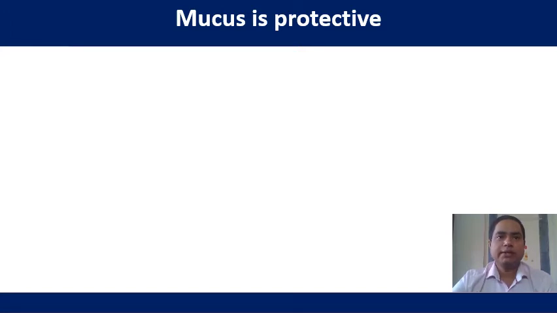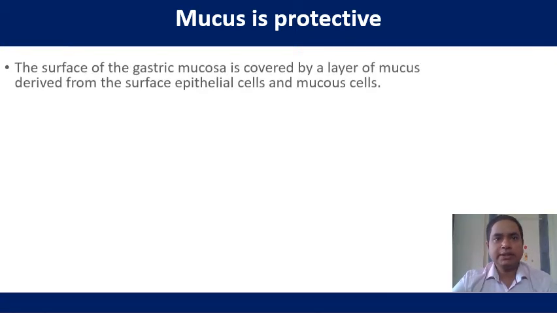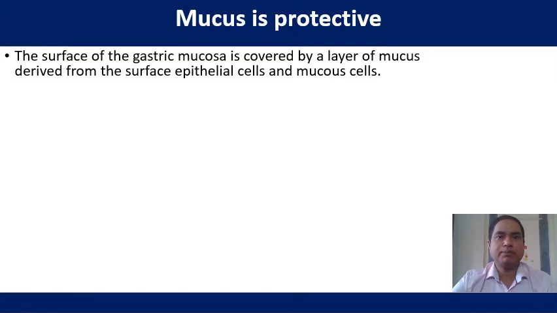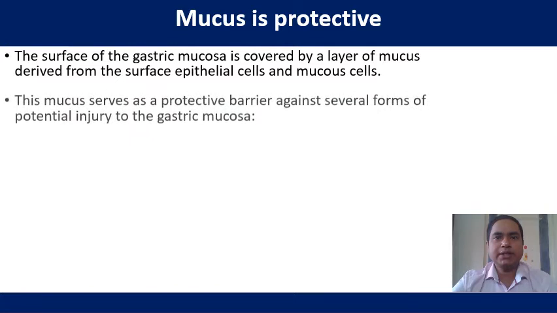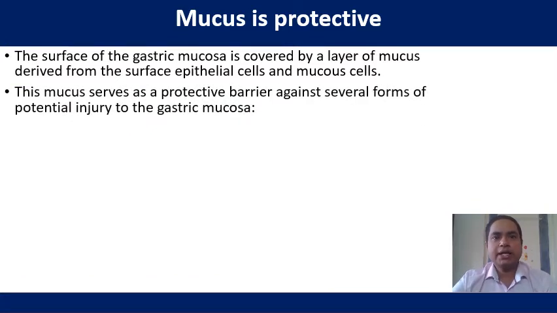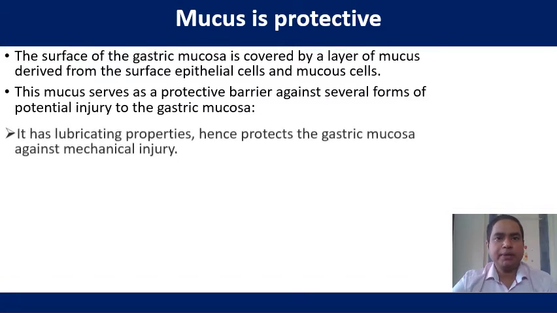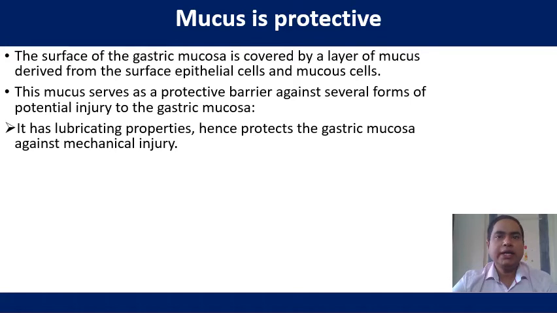Actually, the mucus is produced by the surface epithelial cells and the mucus cells, and the surface of the gastric mucosa is covered by a layer of mucus which is produced from the surface epithelial cells and mucus cells, and after production of the mucus, it serves as a protective barrier against several forms of potential injury to the gastric mucosa. It has a lubricating property, hence it protects the gastric mucosa against mechanical injury.